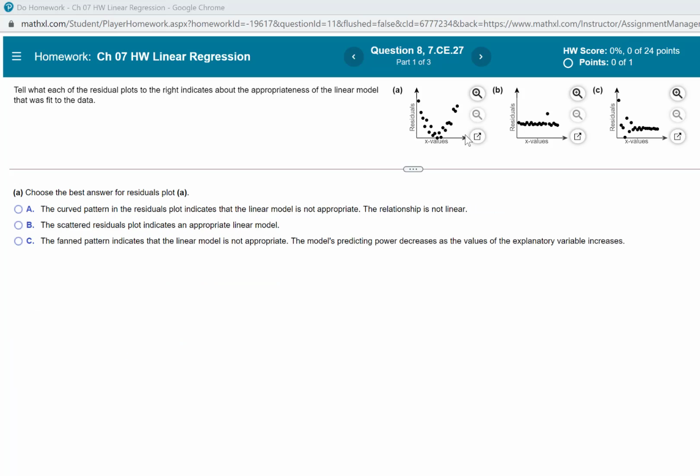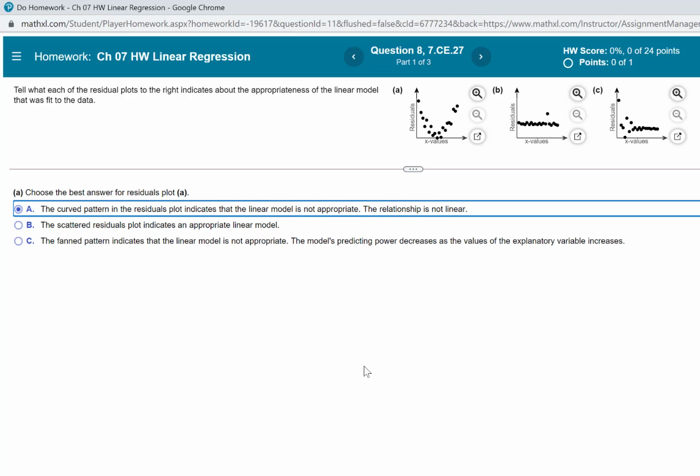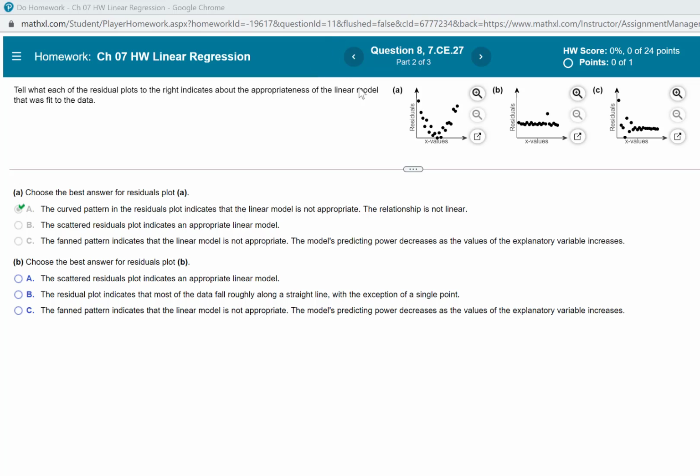Okay, we definitely have a bend here, right? So the curve pattern is not appropriate. Okay, for plot B, everything looks pretty good except we have one point here. We don't usually freak out too much over one point, so it indicates most of the data fall along a straight line with the exception of a single point. Now, it doesn't have to be a straight line, just so long as it's sort of roughly equal through there.